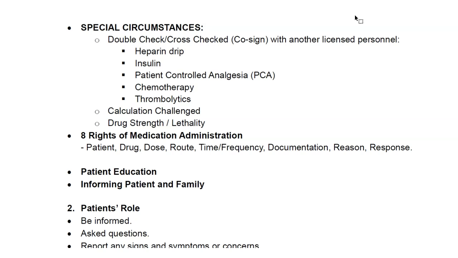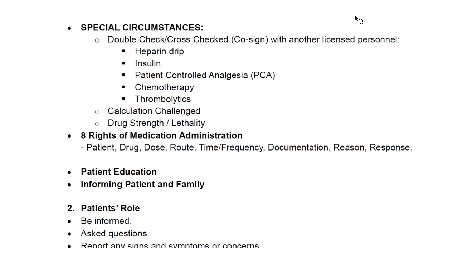And thrombolytics are medications that are used to break down existing clots. The problem is that they're so potent that they can actually cause severe bleeding. So it is very important that we have somebody double check, making sure again that everything is correct in order to safely administer that medication. Again, the medications that need to be double checked are heparin drip, insulin, patient-controlled analgesia or PCA, chemotherapy, and thrombolytics. Please remember this.